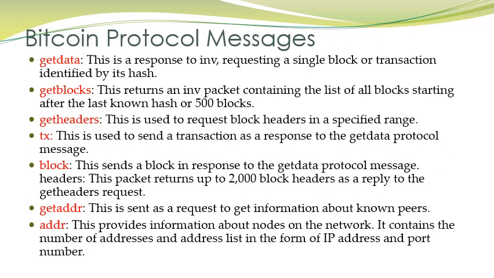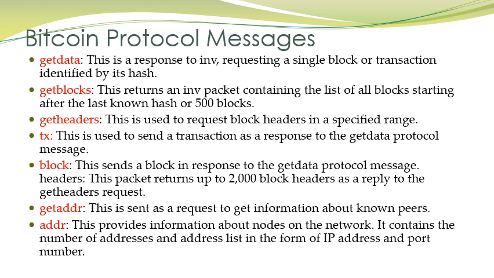Then the next Bitcoin protocol message is get data. This is a response to the inventory message, requesting a single block or a transaction identified by its hash. Then get blocks. This returns an INV packet containing the list of all blocks starting after the last known hash, or 500 blocks. So, after the last known block in the blockchain, get blocks returns an INV packet containing the list of all blocks.